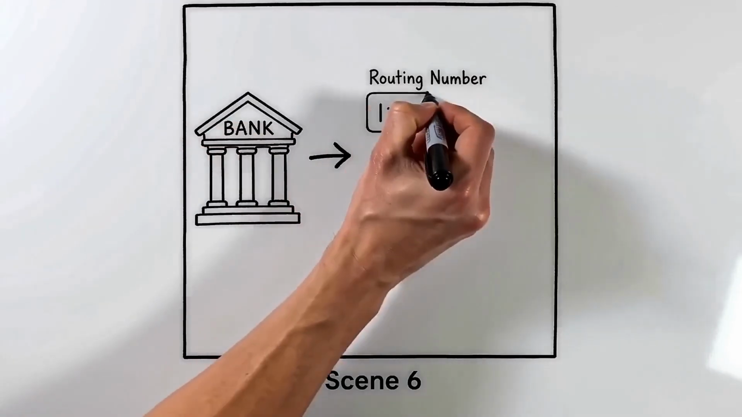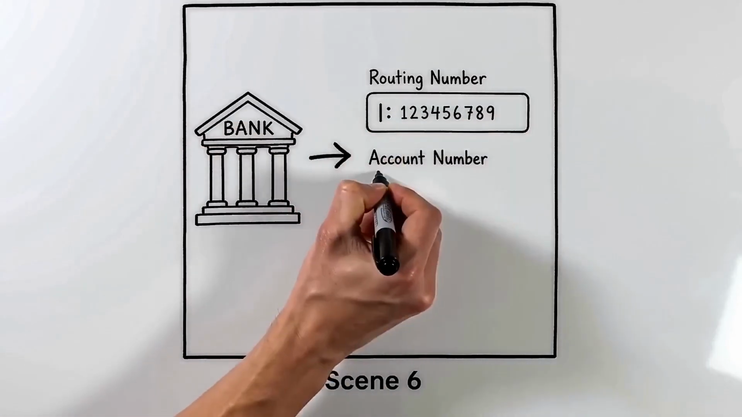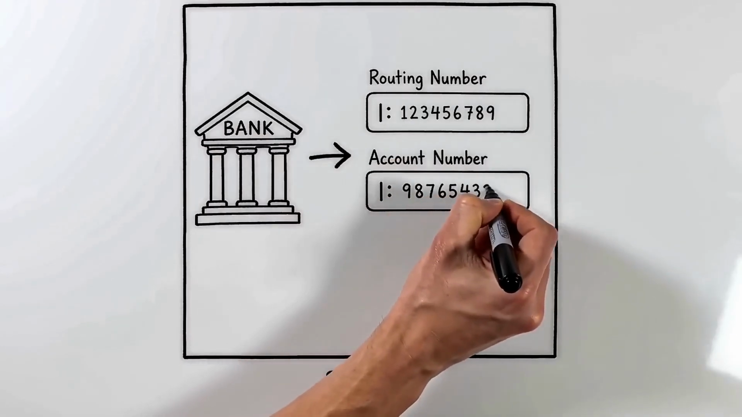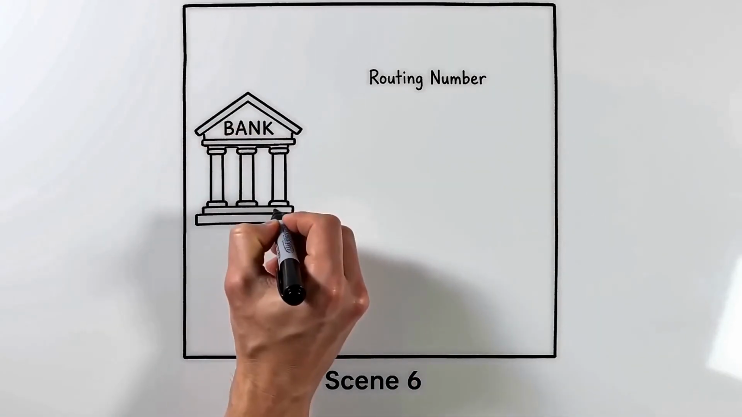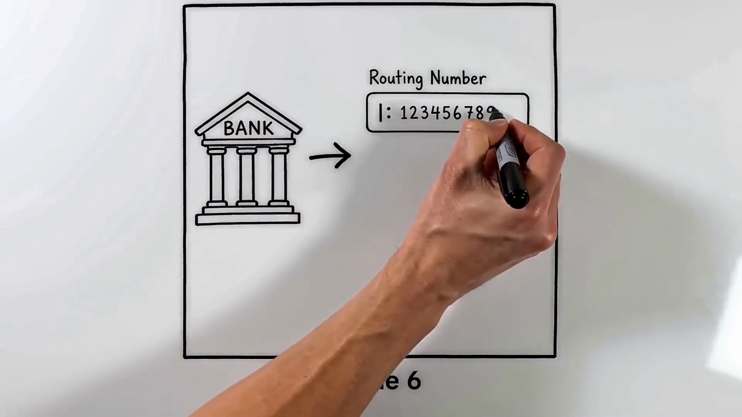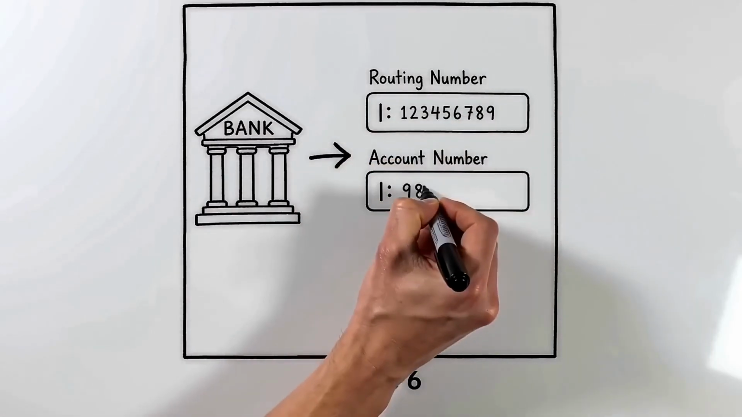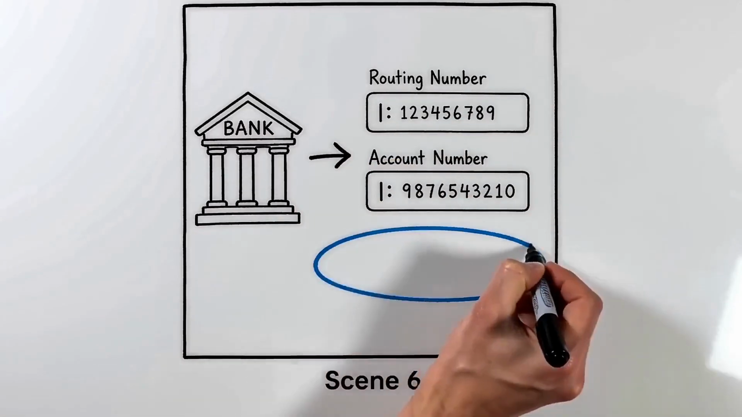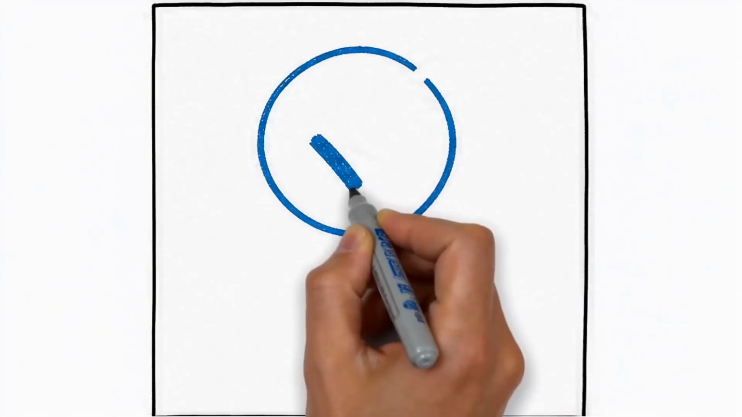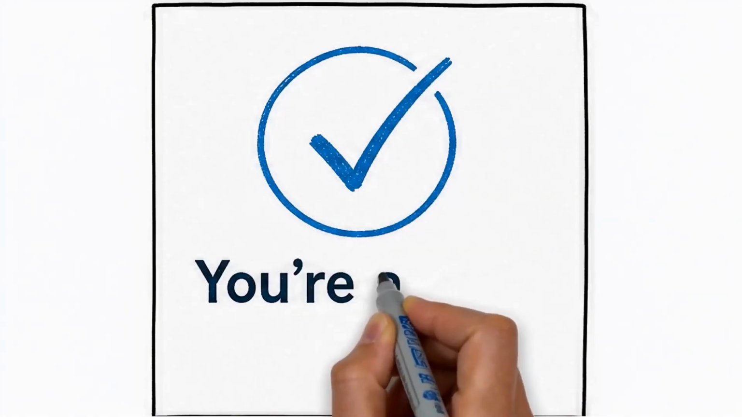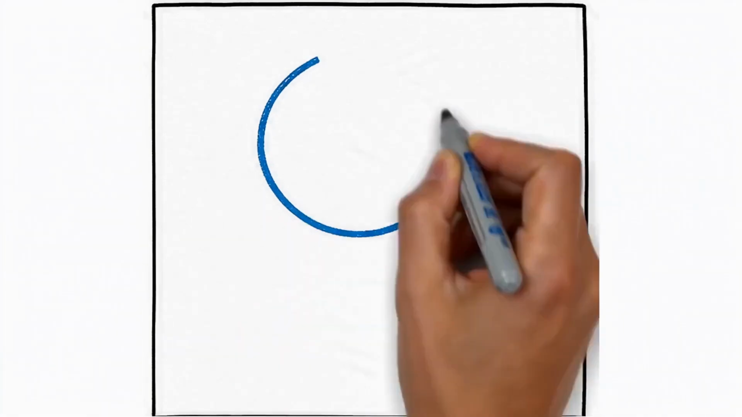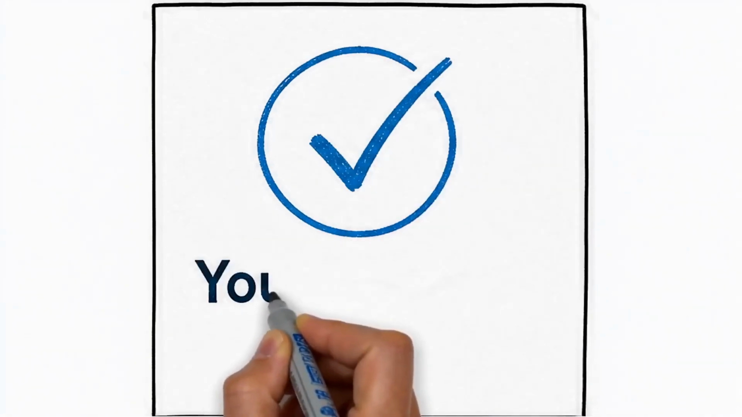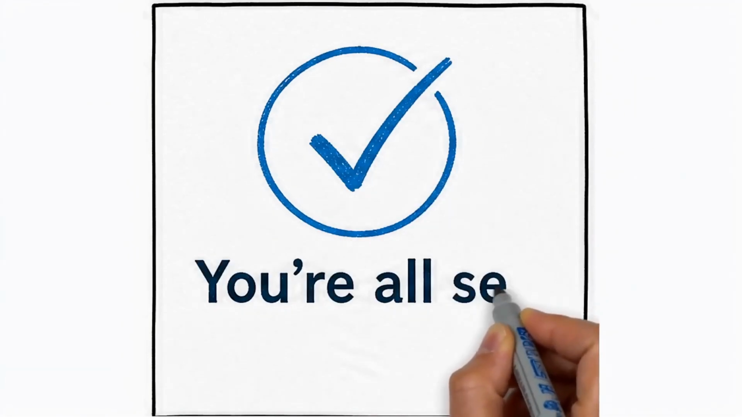Connect your bank account by entering your routing and account numbers, then save your payment method. Your information is encrypted and stored securely by AppFolio. Your information can only be seen and changed by you, the tenant. Once saved, your AutoPay is active. You will receive a confirmation email from AppFolio. You can log back in at any time to review, update, or cancel your payment settings.